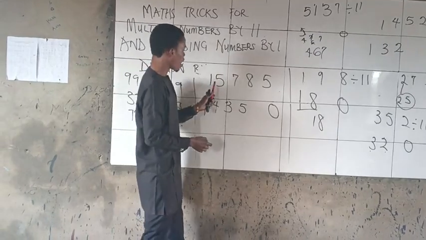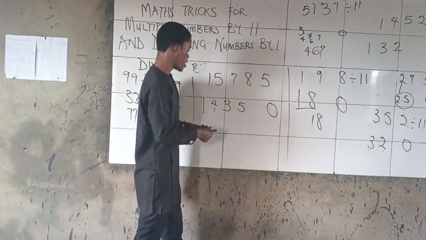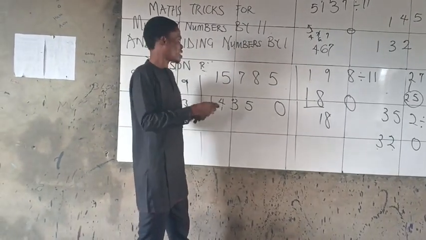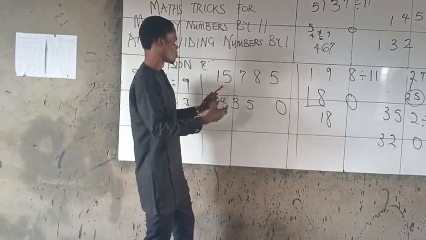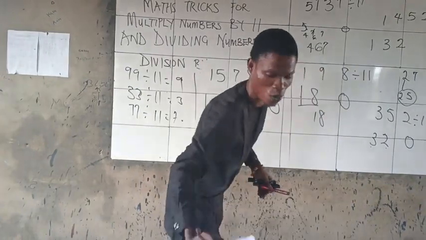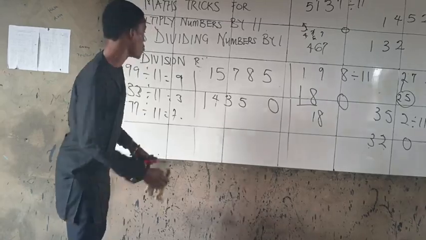Meaning that 15,785 divided by 11 is what? 1,435. It's as easy as that. I don't need to worry myself. The number looks big, but actually to divide it can be as cool as this. Now let's pick one other big number.